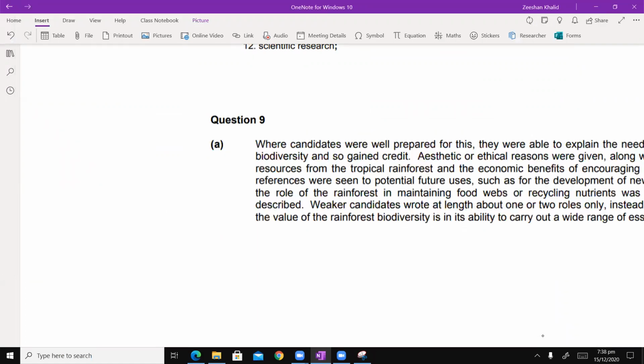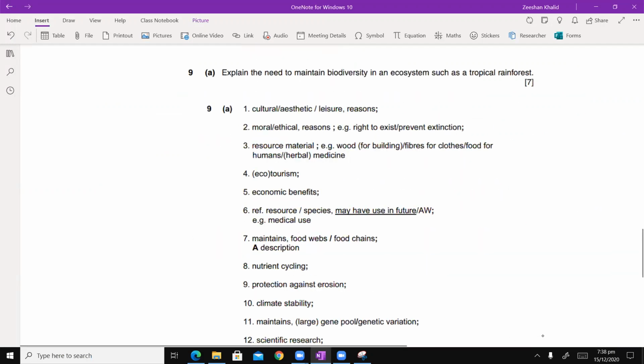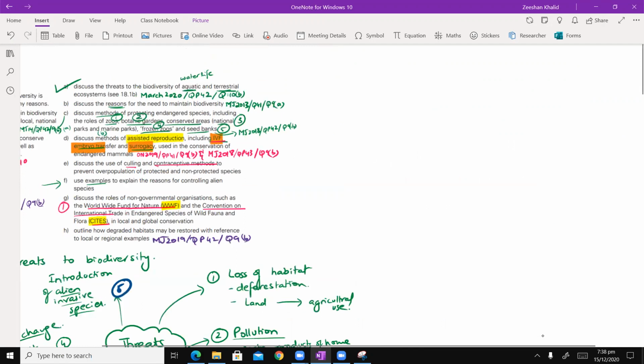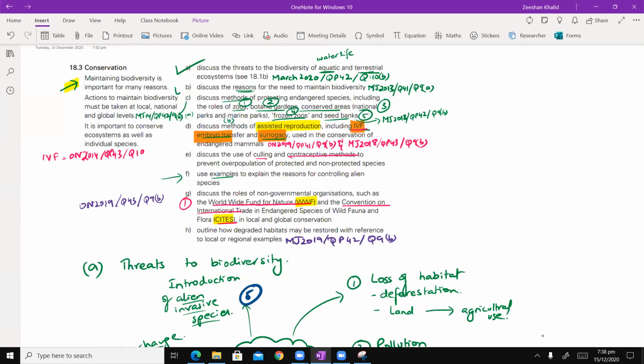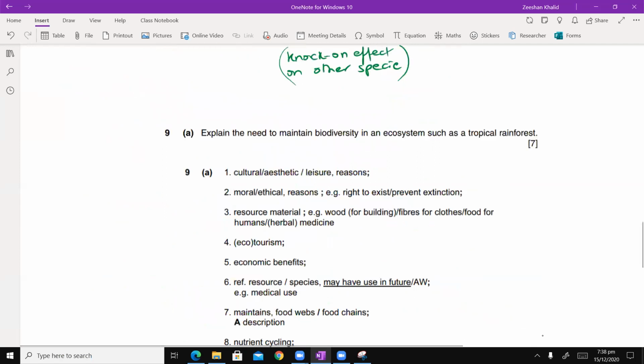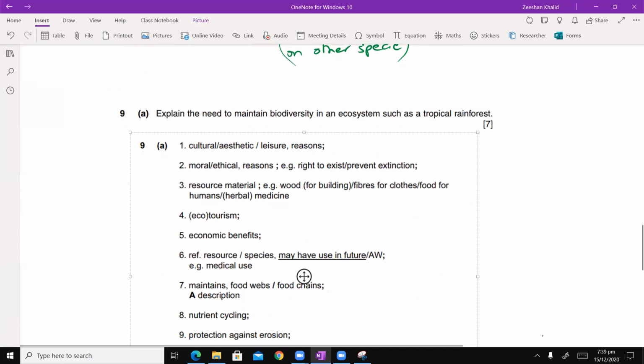All right, so let's look at this one by one. Okay, so the question goes something like the following. Explain. First, have a look at the syllabus part. The second part was: discuss the reasons for the need to maintain biodiversity. Again, the question is: explain the need to maintain. They just replaced reasons with need. Reasons to maintain biodiversity in an ecosystem such as tropical rainforest.